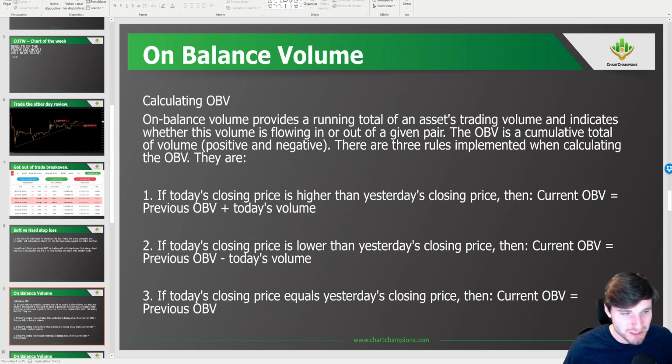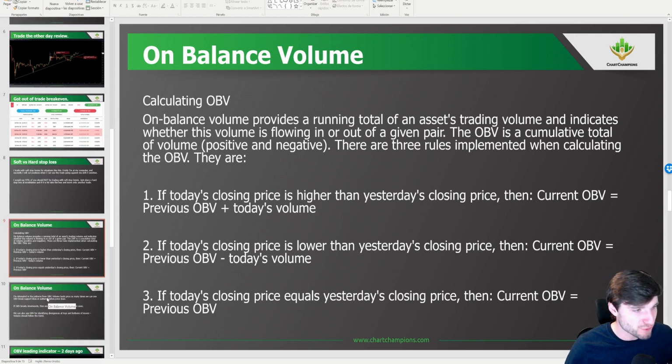But if you are interested, those are the calculations of whether OBV is going up or going down. Obviously, people are going to generally view this as a daily trade. But if you're on the 5-minute chart, then it's just taking it from the close of the last 5-minute candle. So you can use this across every single time frame. On balance volume, there's a few different ways that you can use the OBV indicator.